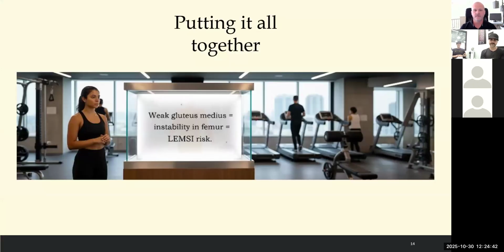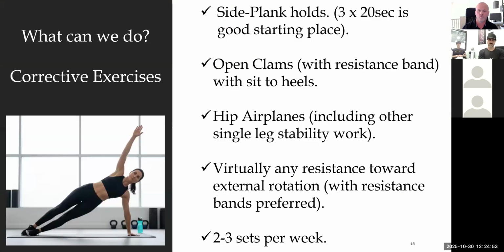So putting it all together, weak glutes equals instability in the femur equals LEMSI, and LEMSI stands for lower extremity musculoskeletal injury risk, okay? So what can we do? Everything that you would think of as a personal trainer, the basics, starting with side planks. I always like to say two or three sets, and 20 seconds is a good place to start. Then open clams with resistance bands, with sit to heels. The sit to heels are really good if you haven't done those.